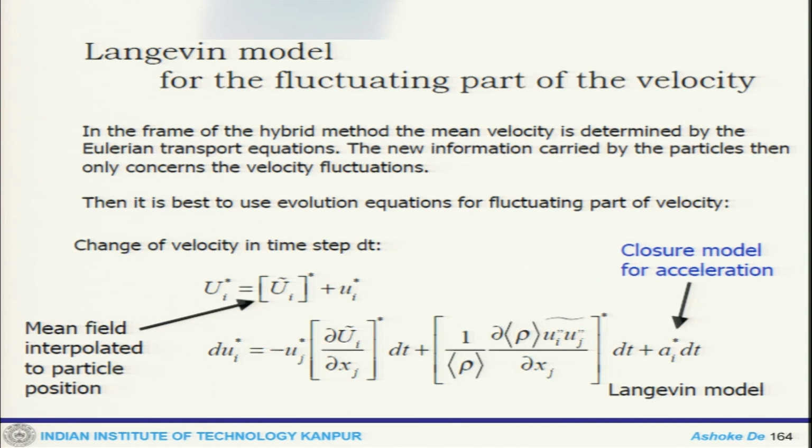Now, the Langevin model, if you look at the fluctuating part of the velocity, where the mean velocity is determined in the Eulerian framework, but in the particle framework, the change of velocity of the particles is due to the mean field and then this fluctuating component, where the change is approximated by the velocity gradient, flux and the acceleration term, which is closed by the Langevin model or generalized Langevin model. So, that is where you get these positions and the velocity of the particles.